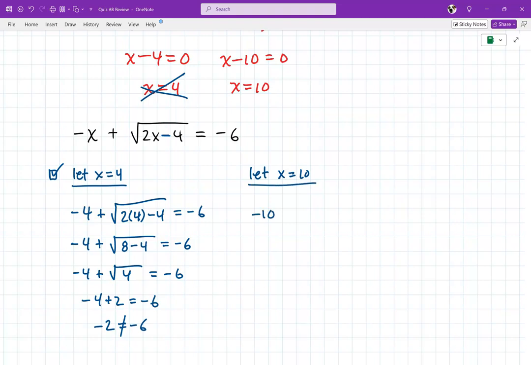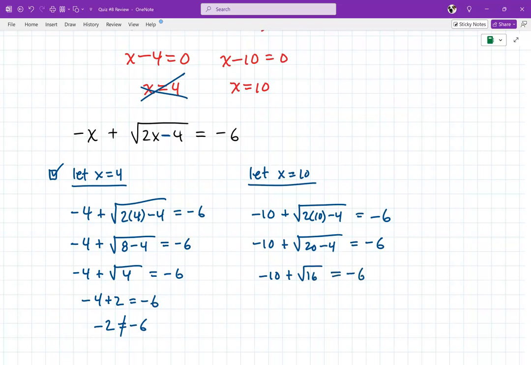Now we're going to check 10. So negative 10 plus the square root of 2 times 10 minus 4 is equal to negative 6. Okay, so negative 10 plus the square root of 20 minus 4 is negative 6. Well, 20 minus 4 is 16, so that's the square root of 16 inside the radical. So negative 10 plus square root of 16 equals negative 6. The square root of 16 is 4, so that's negative 10 plus 4 is negative 6. And negative 10 plus 4 is negative 6. That checks out. That means my only answer is x equals 10.